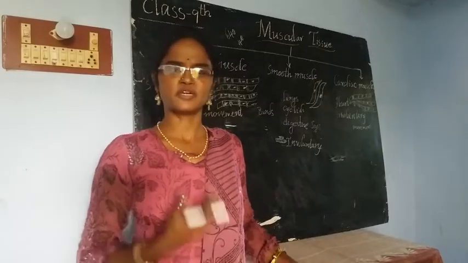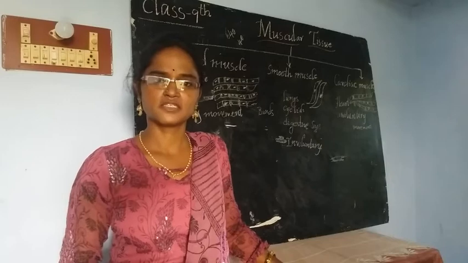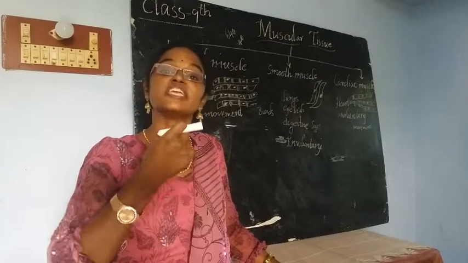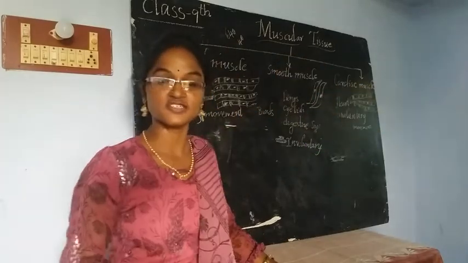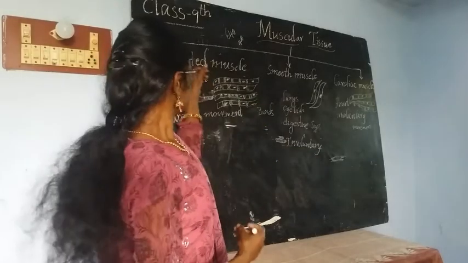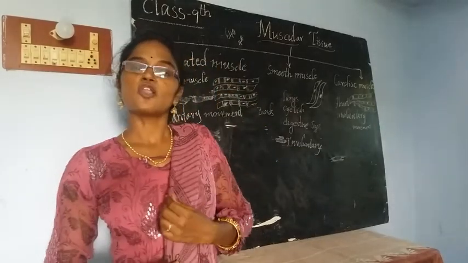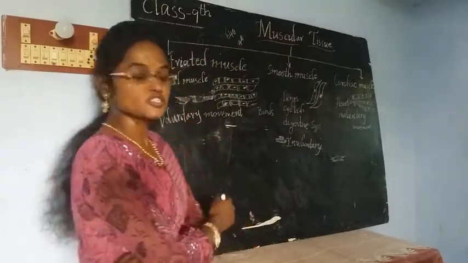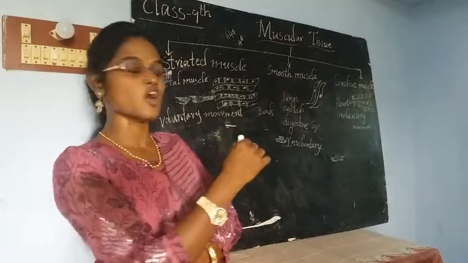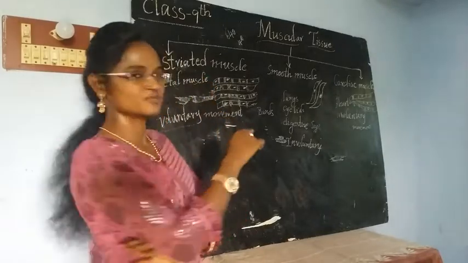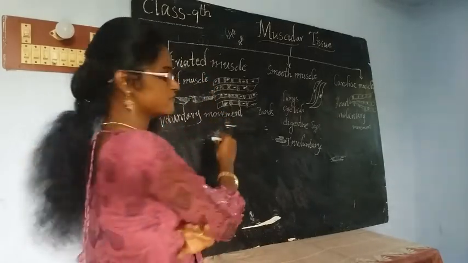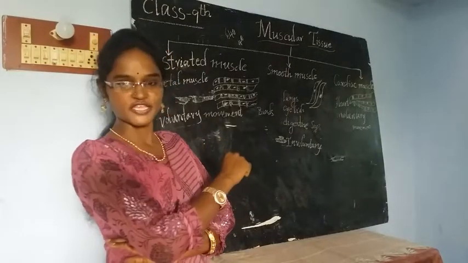Daily we are doing different movements. For example, now I am speaking. Without my wish, am I able to speak? No. Whenever we have a wish to speak with others, only then do we speak. In the same manner, striated muscles always allow the functions which are voluntary in our body. Voluntary movements are under the control of striated muscles.